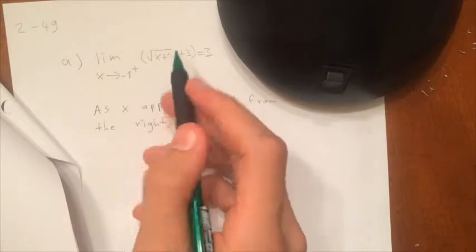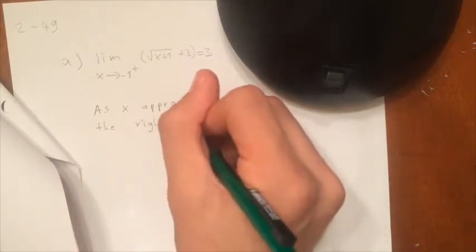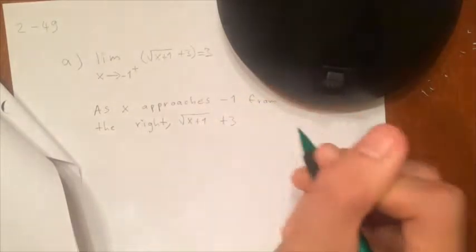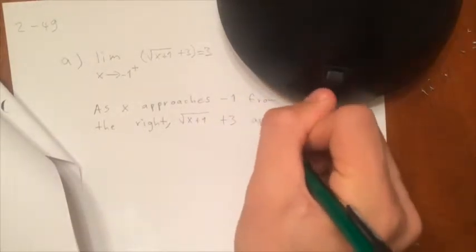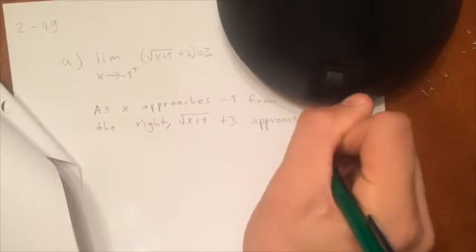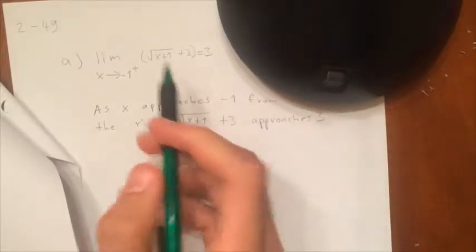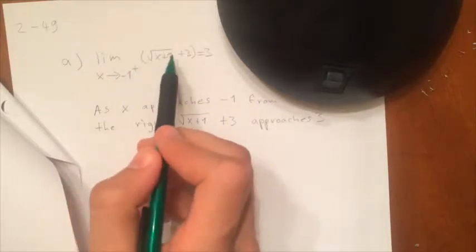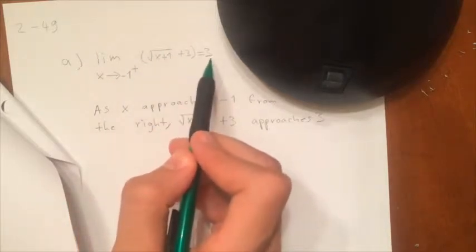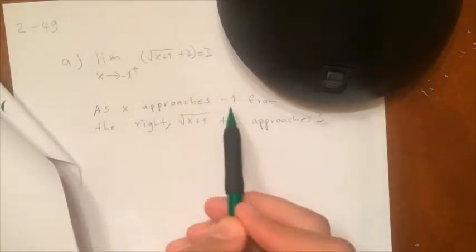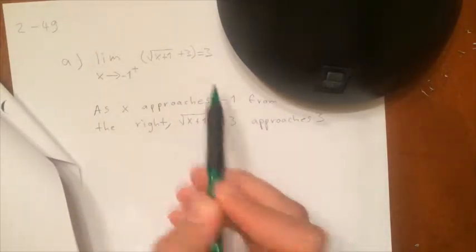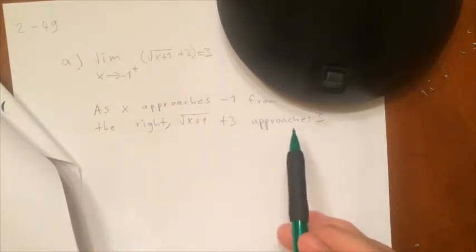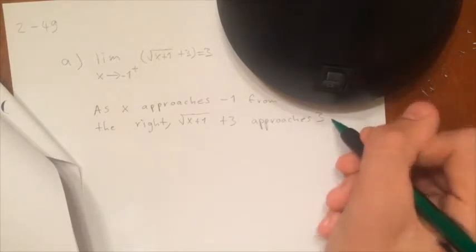this function, square root of x plus 1 plus 3, approaches 3. So the limit as x approaches this value from the right of this function is 3. And you can write it by saying as x approaches -1 from the right, square root of x plus 1 plus 3, the function approaches 3. Okay?